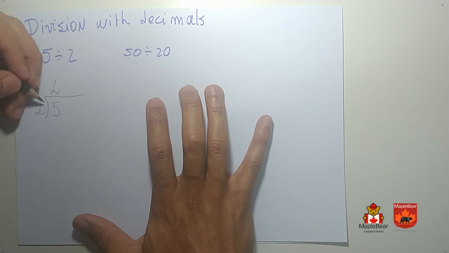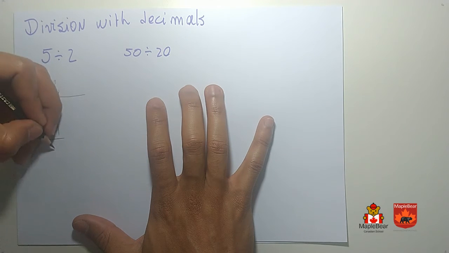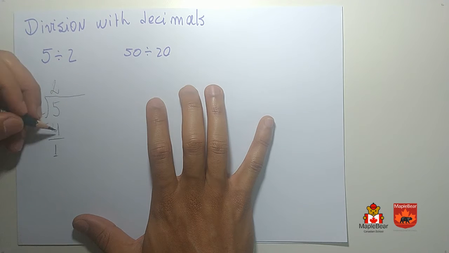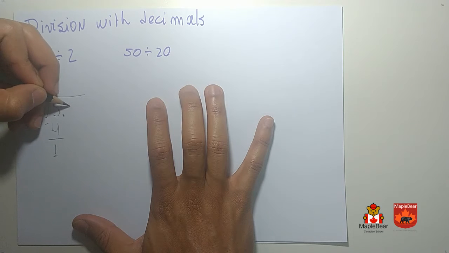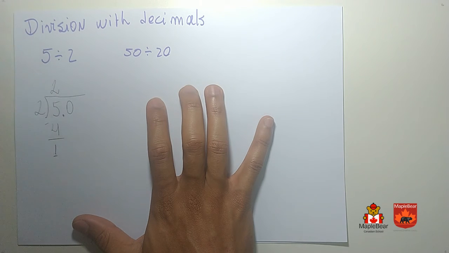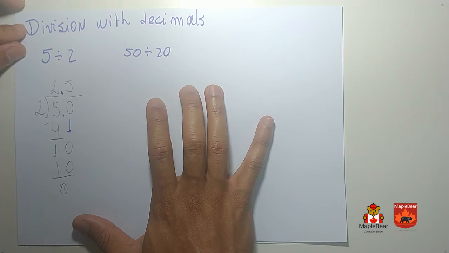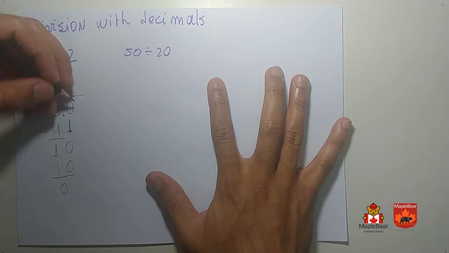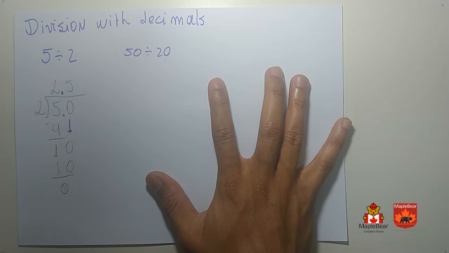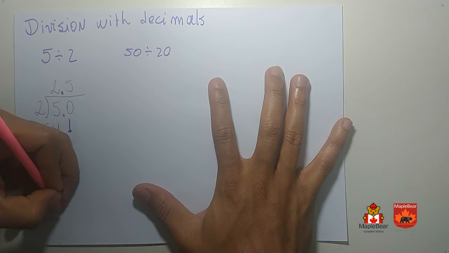So far, 2 times, and 2 times 2 is 4. 5 minus 4 is 1. As I have this remainder here, I can write a decimal point and 0. Bring down one number here, and I will have 10. How many times does the 2 fit inside the 10? 5. 2 times 5 is 10, and that's over. My remainder is 0. Don't forget the decimal point here. So I got my answer as 2.5. Let's write that on the bottom: 2.5.